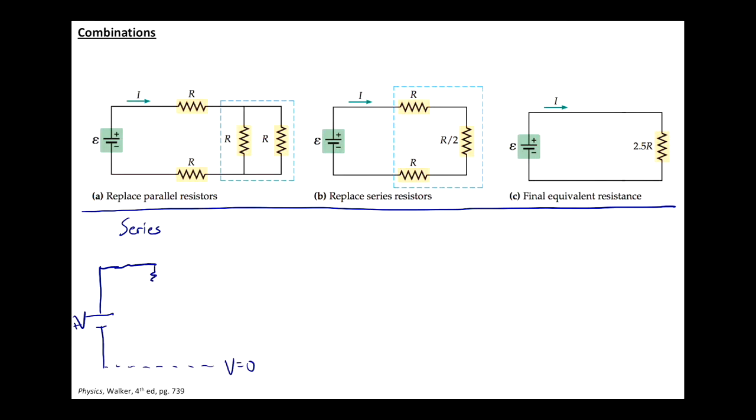So maybe we have a resistor 1 here, and then maybe we have something here that's resistor 2, and let's make it ever so slightly shorter, because these are not necessarily the same. And then maybe resistor 3 has a lot of resistance. So R1, R2, and R3, and then I'm going to connect that back to the beginning.